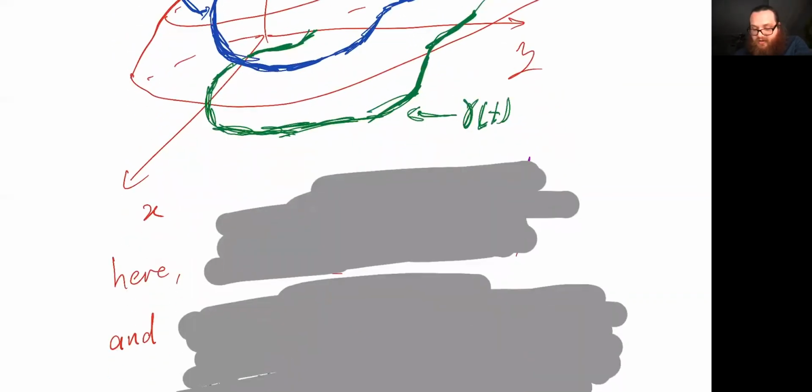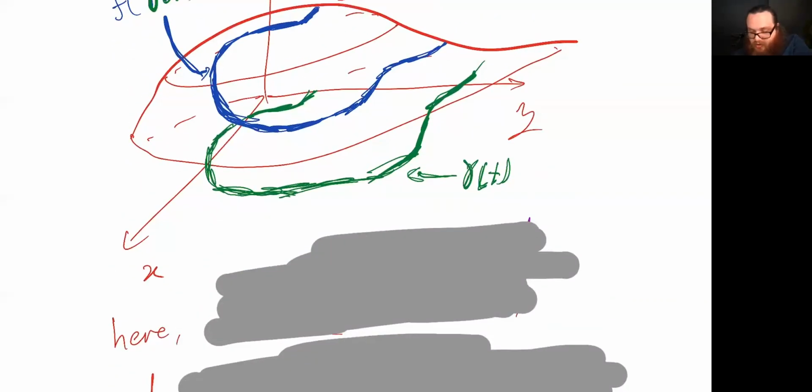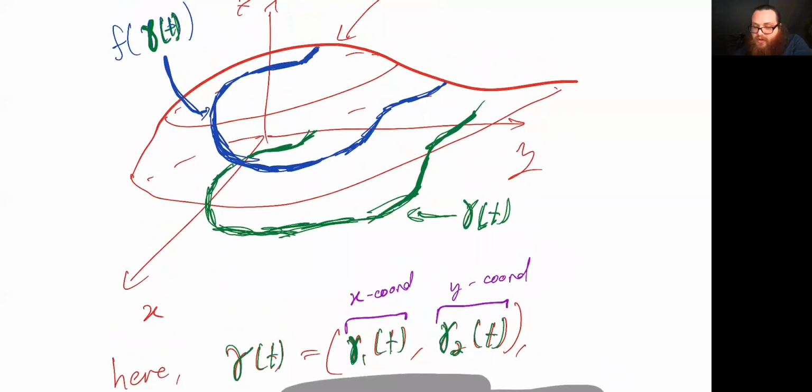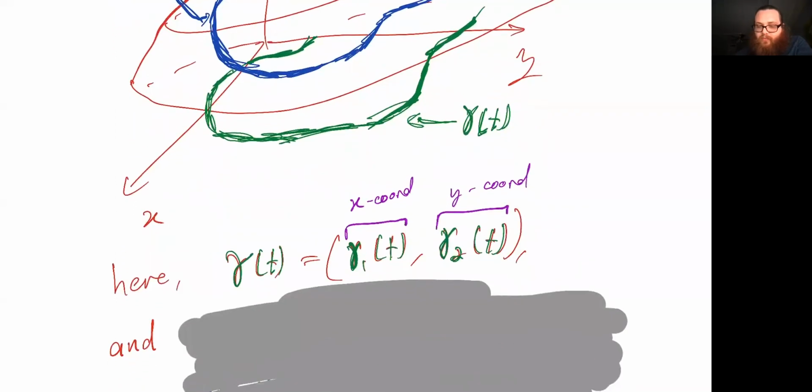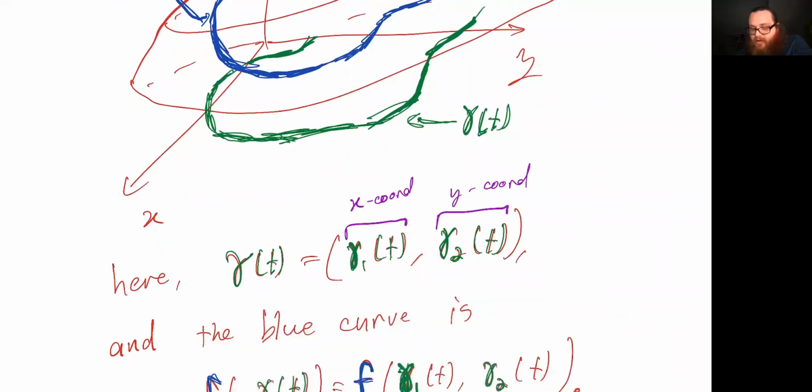I have a picture of that in a second, but so just so it's written down, this path gamma, we can represent that as a function where you plug in a number, or plug in time or whatever other parameter, and you get back 2 numbers. The first one is the x coordinate for your path. The other one is the y coordinate for the path. Okay, so that's the path gamma.